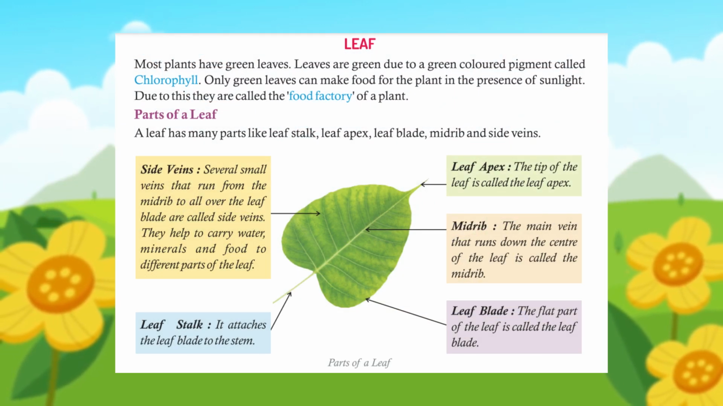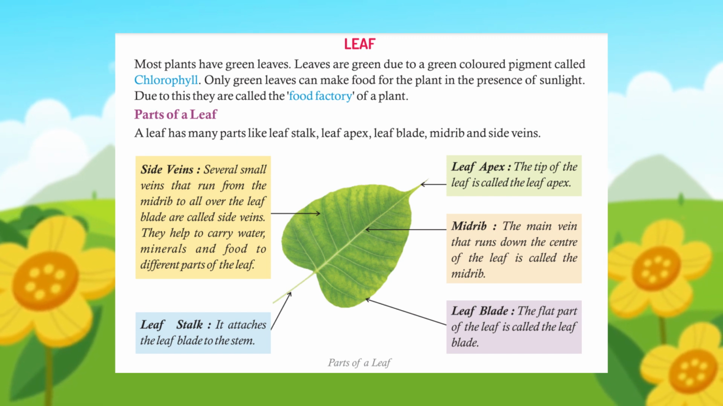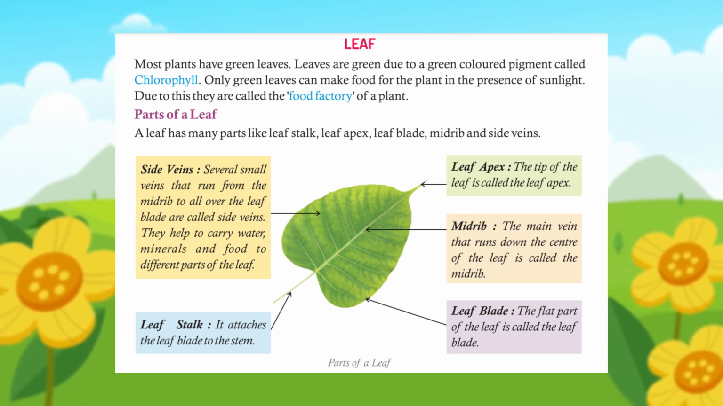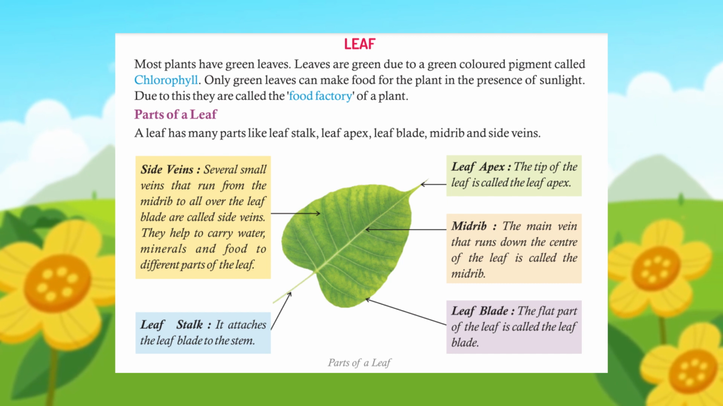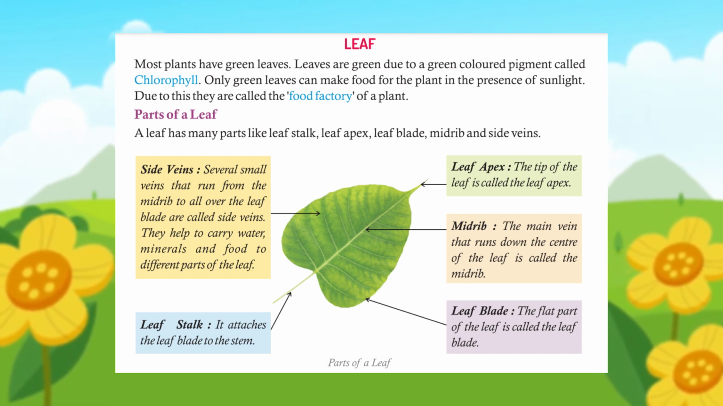Leaf. Most plants have green leaves. Leaves are green due to a green-colored pigment called chlorophyll. Only green leaves can make food for the plant in the presence of sunlight. Due to this they are called the food factory of a plant.